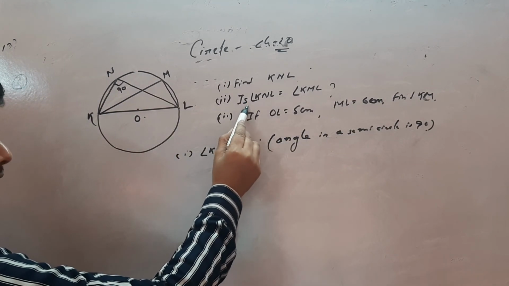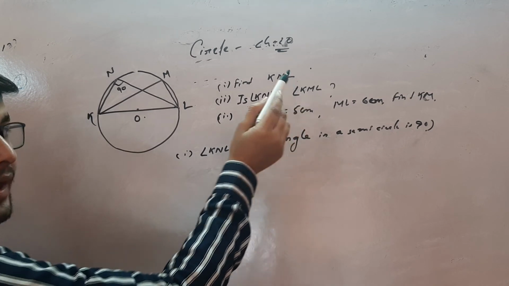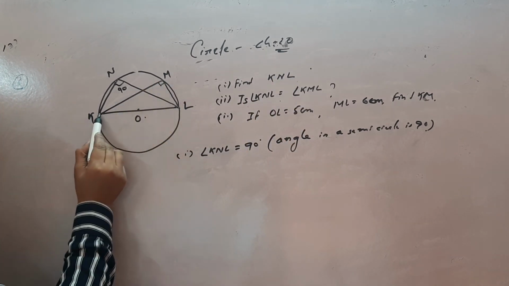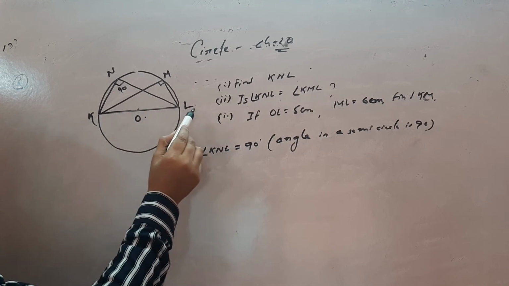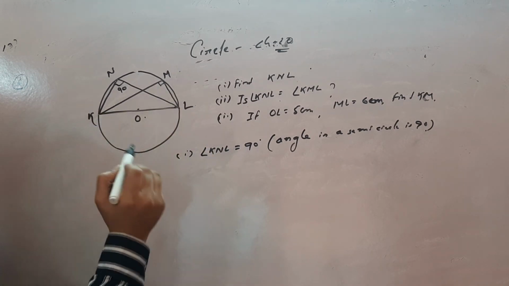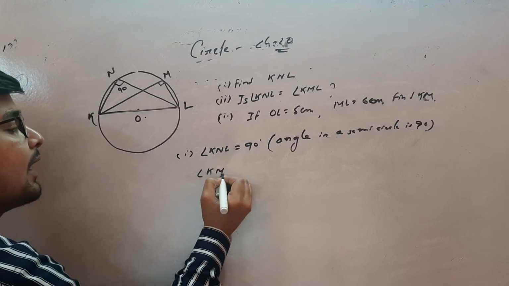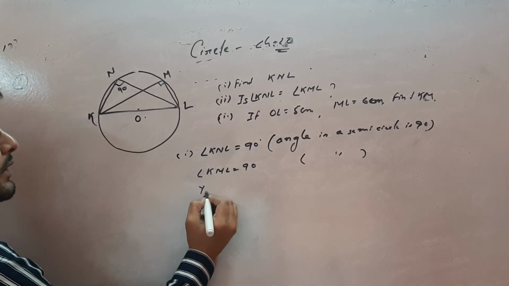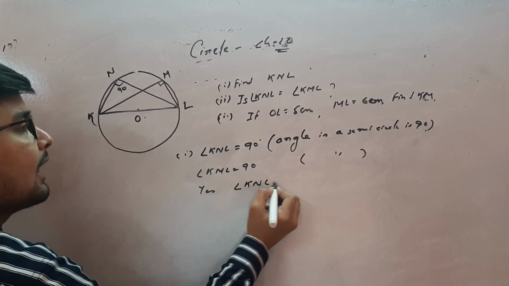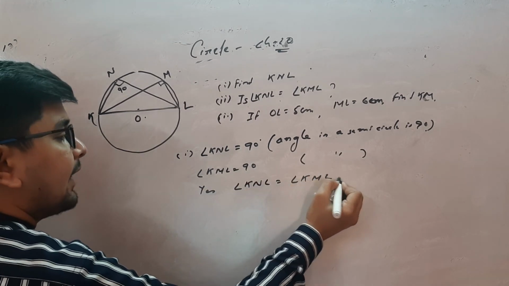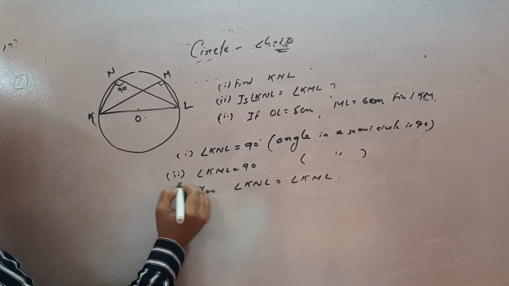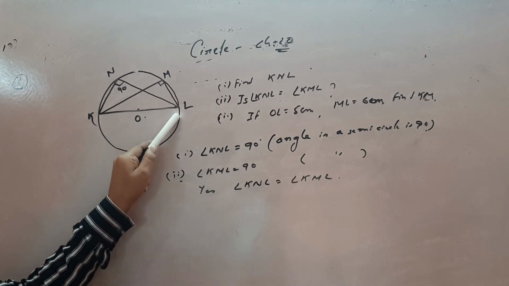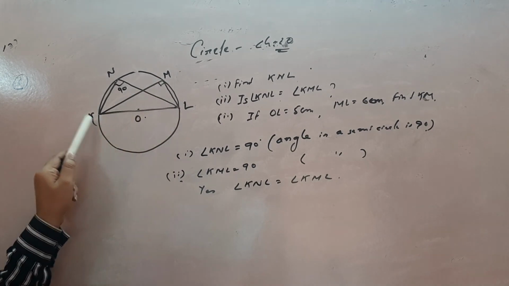For part 2, is angle KNL equal to angle KML? Yes, definitely. Angle KML is also 90 because this KL is drawn through the center and M touches the circumference. So angle KML equals 90 degrees. The reason is the same. So yes, angle KNL equals angle KML. Second part also completed. It's time for the third part. Third part means OL and ML are given, find the value of KM.